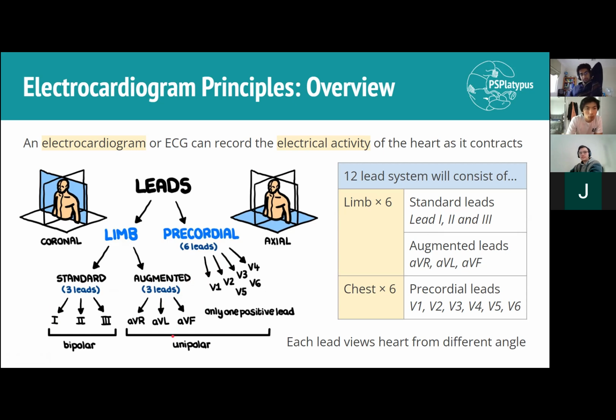So they only need a positive lead. The other one is basically neutral or a ground lead. But we won't get into the physics of it all. So you've got limb leads, chest leads, and each lead, this is the main point, will view the heart from a different angle, which is why we have so many of them. This is our classic 12 lead system.